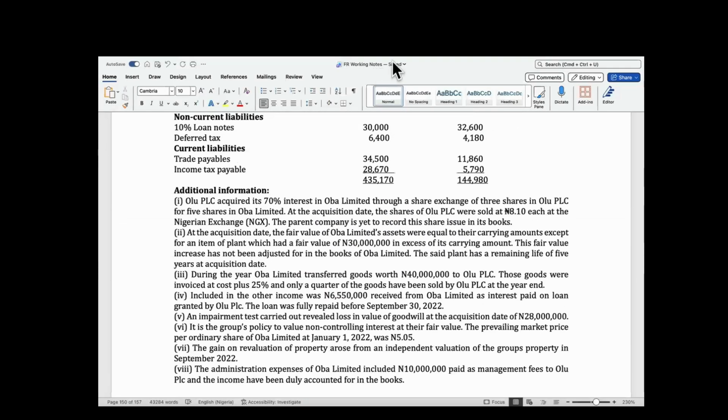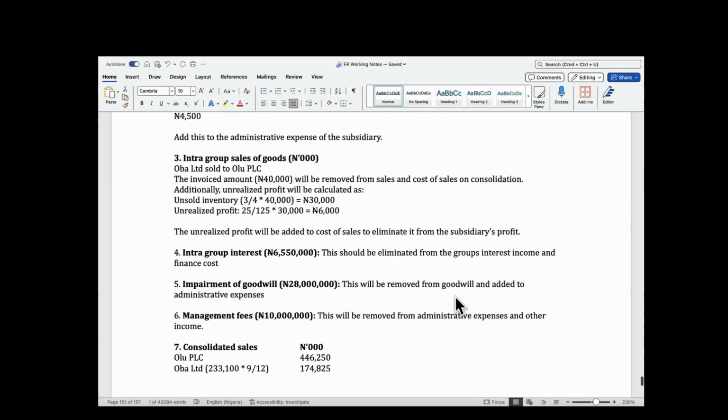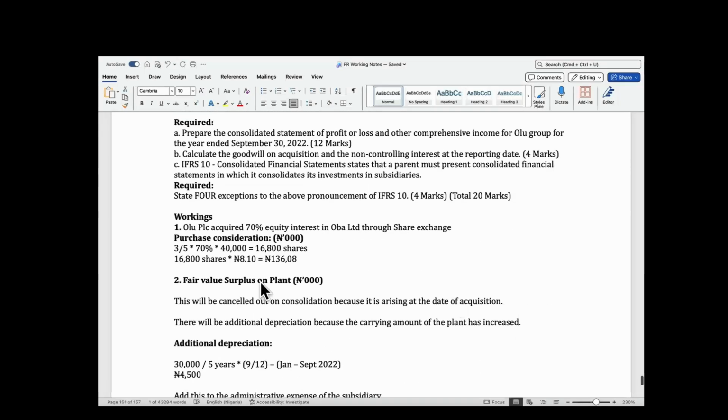Let me show you. Are you seeing it? Don't ask me where I got this 8 naira again. This is the 8 naira, they gave us here. So 8 naira times 16.8 is 136. Is this supposed to be 080? Can you please confirm? Yes, it's correct, sir. Okay, all right. So that's that.